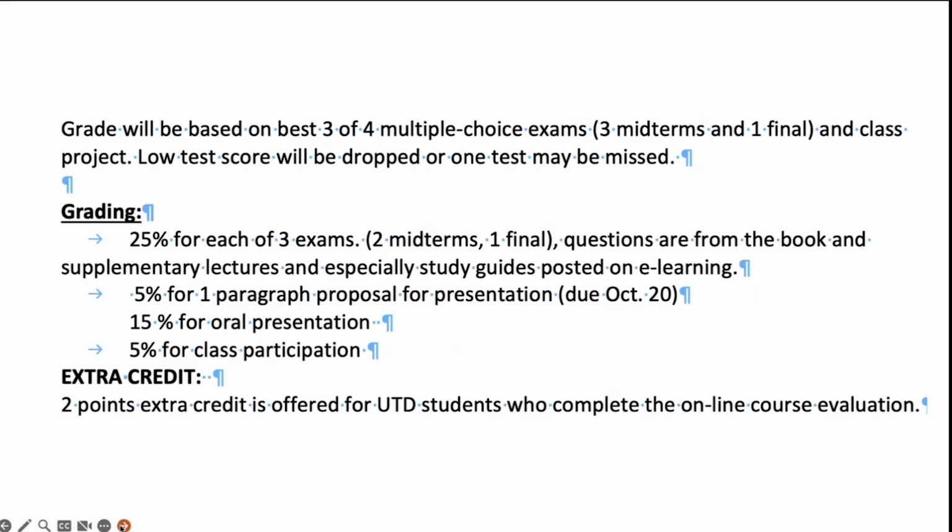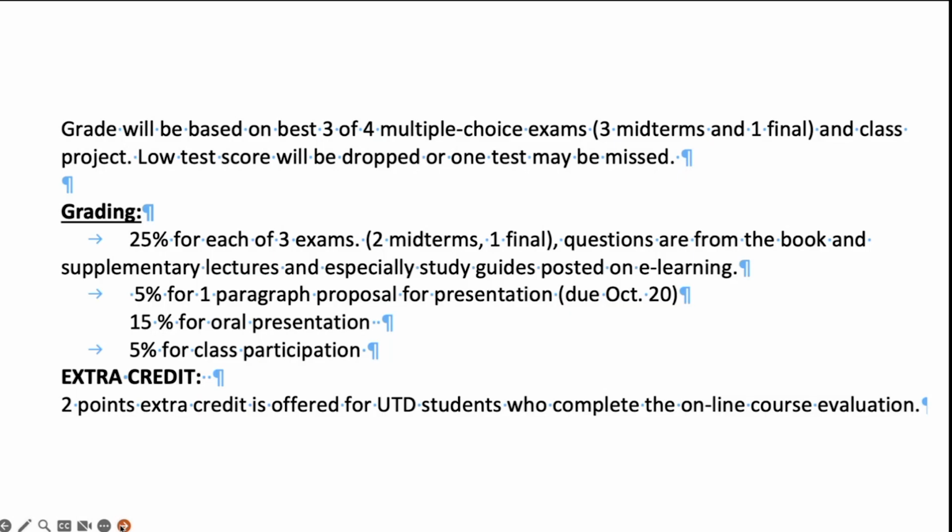All right, grades. Your grade will be based on the best 3 of 4 multiple choice exams, 3 midterms and 1 final, and a class project. The low test score will be dropped, or 1 test may be missed, your choice. So the grading will be 25% for each of the 3 exams, 2 midterms and a final, or 3 midterms if you skip the final. Questions are from the book and supplementary lectures, and especially study guides that we'll post on e-learning.